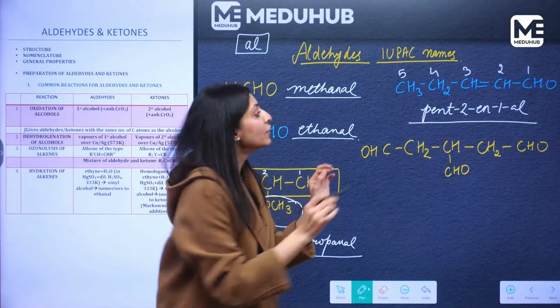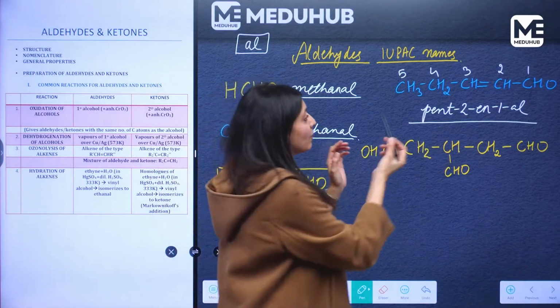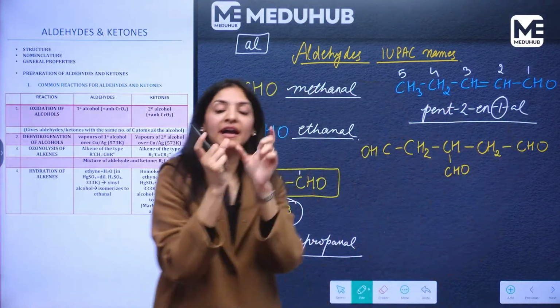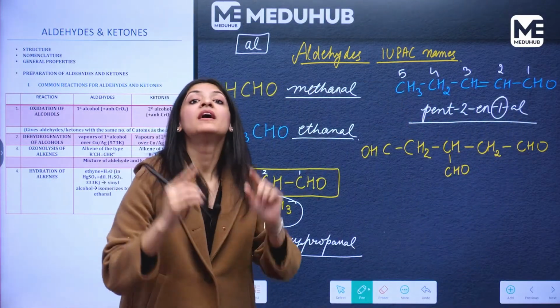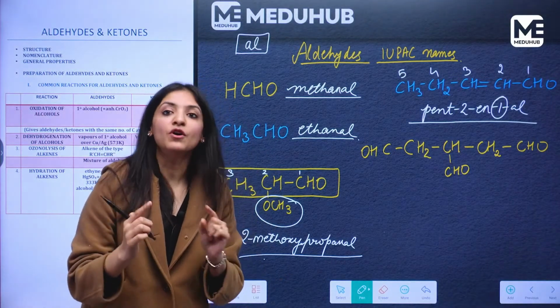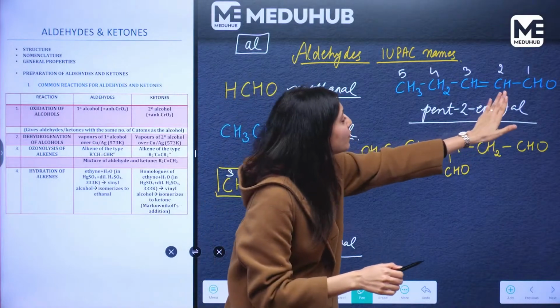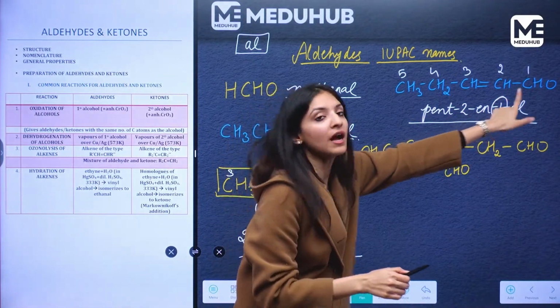If the aldehyde group is at the first carbon only, obviously, we can drop this one as well, because it is implied that the aldehyde will be at the terminal carbon, and we start numbering always from the carbon which contains the carbonyl group. So this one can be dropped. We can just write pent-2-ene-al.